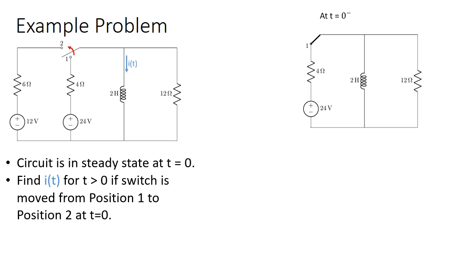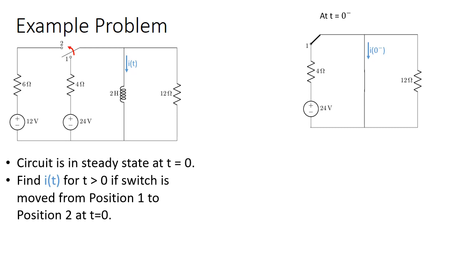Now, in this scenario, we say that the circuit is in the steady state, and this means that every current and every voltage in the circuit is constant. And that means that the inductor behaves like a short circuit. So we'll just label it as such. And the current that we want to find is the current for t equals 0 minus. And it's the current that would be flowing through that inductor.